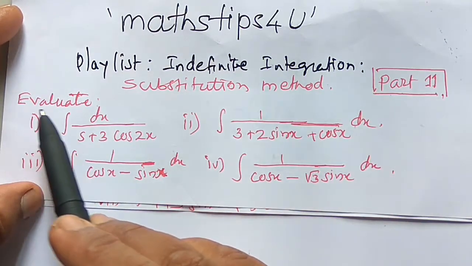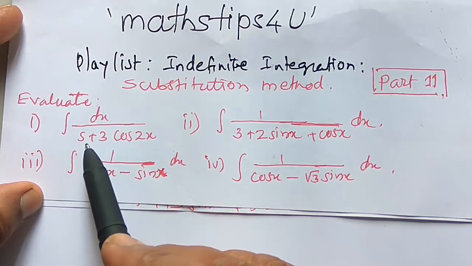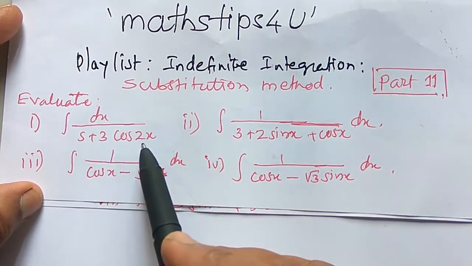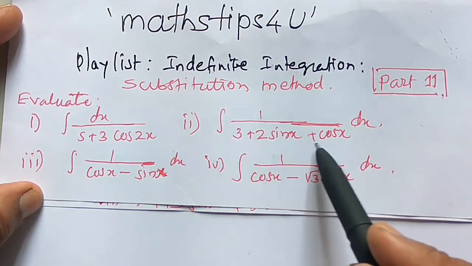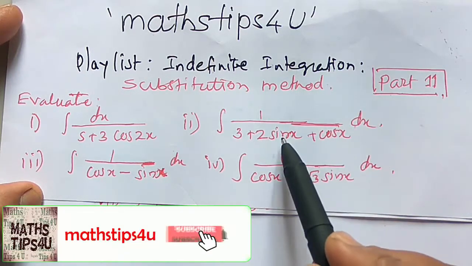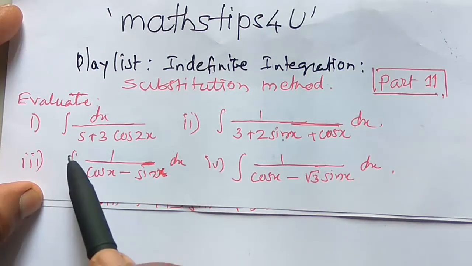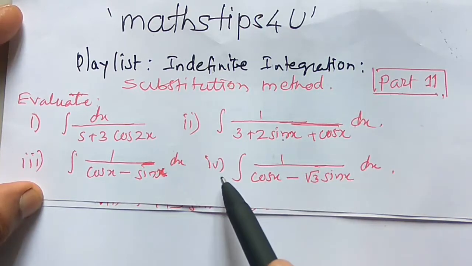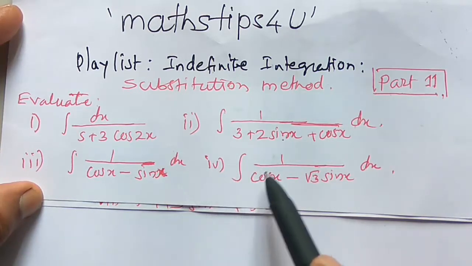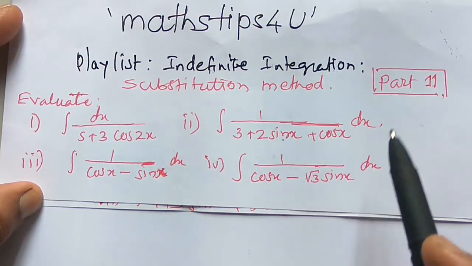The examples are like this. Evaluate number 1: integration of dx upon 2 plus 3 cos of 2x. Number 2: integration of 1 upon 3 plus 2 sin x plus cos x. There is a combination of sin x and cos x. Or integration of 1 upon cos x minus 3 sin x dx.